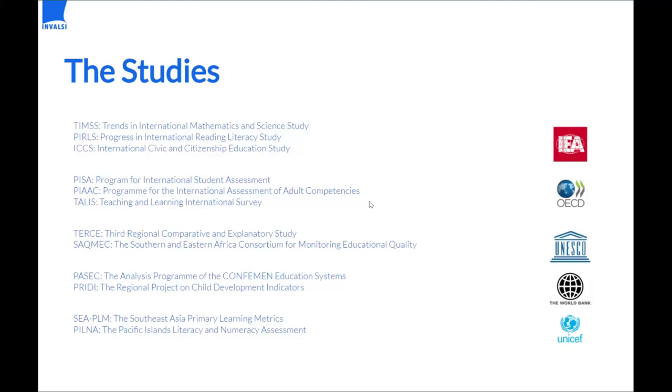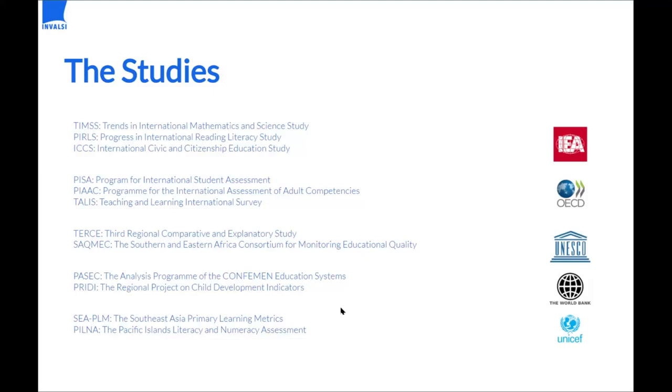Now, more recently, UNICEF has also come into play with some regional studies, one in Southeast Asia. It's called the Southeast Asia Primary Learning Metrics. And they also have PILNA, which is the Pacific Islands Literacy and Numeracy Assessment. For those interested in academic tourism, this is your study. So you can travel to all these nice islands in the Pacific.